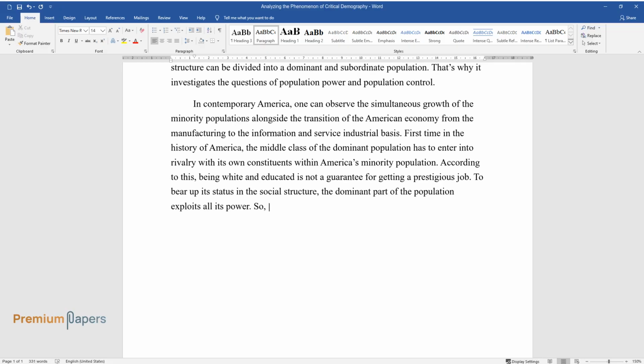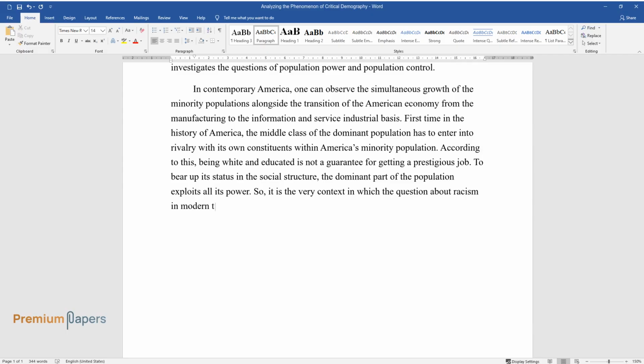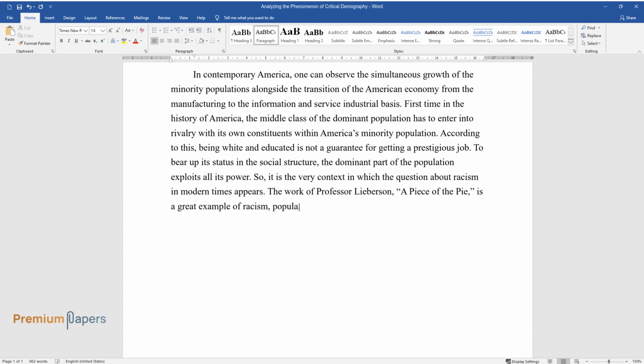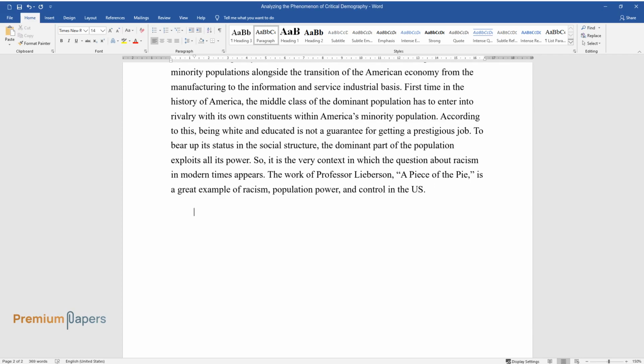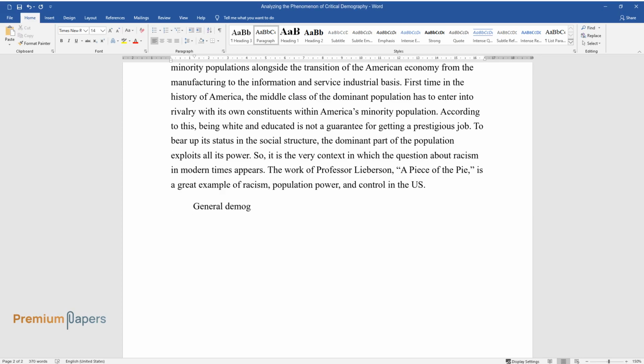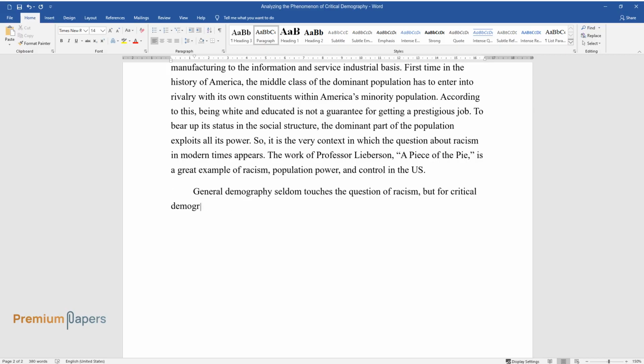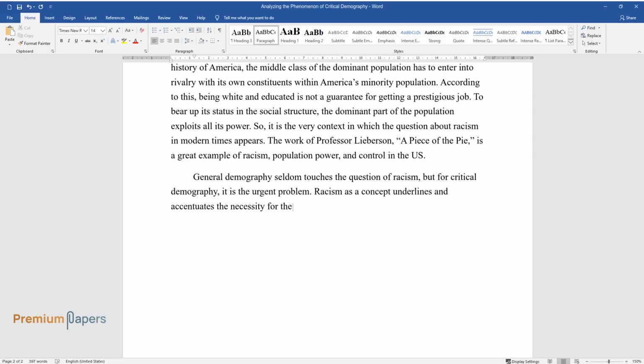So, it is the very context in which the question about racism in modern times appears. The work of Professor Lieberson, A Piece of the Pie, is a great example of racism, population power, and control in the U.S. General demography seldom touches the question of racism, but for critical demography, it is an urgent problem. Racism as a concept underlines and accentuates the necessity for the future development of critical demography.